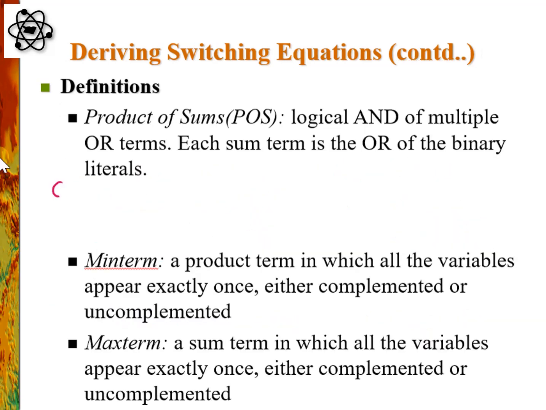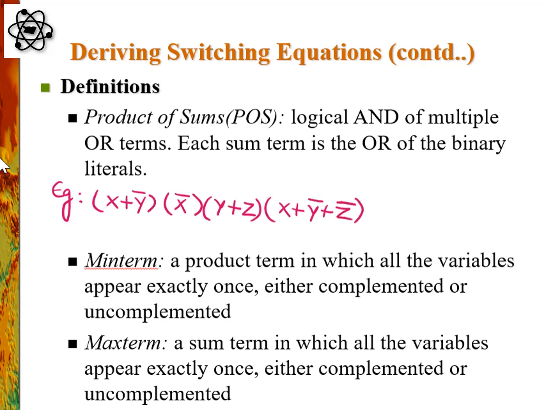Next is product of sums, that is POS. This is the logical AND of multiple OR terms. So each sum term is the OR of binary literals. As an example, I can say x plus y bar, x bar plus y plus z, x plus y bar plus z bar. So it's the logical AND of multiple OR terms.